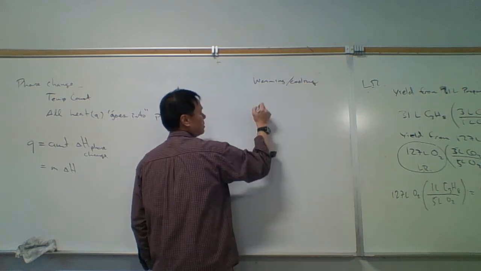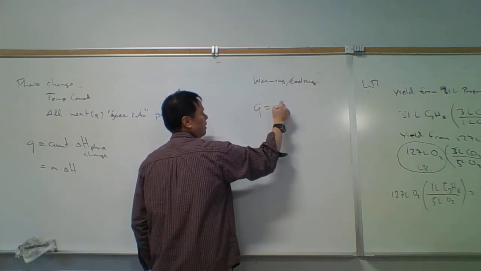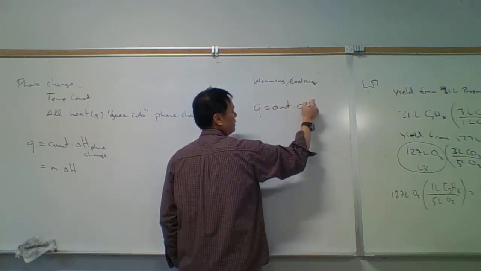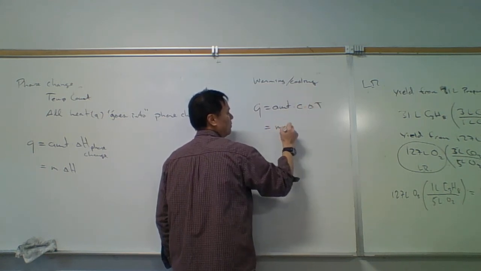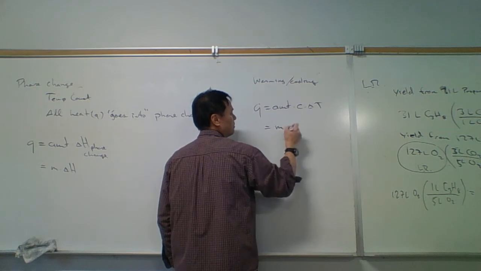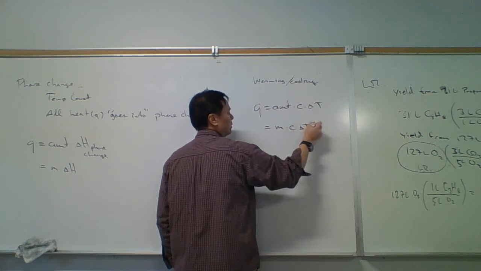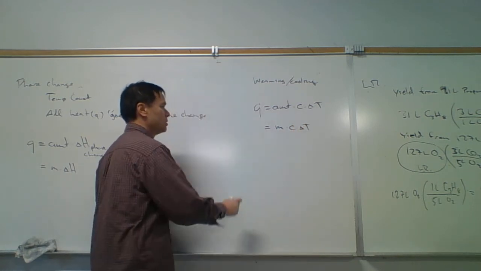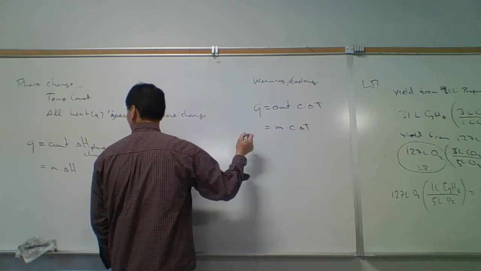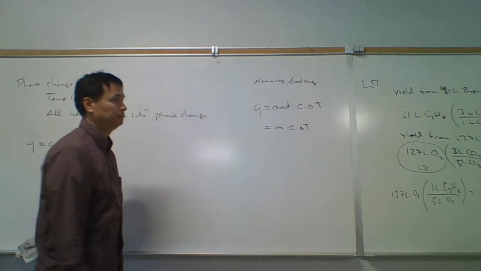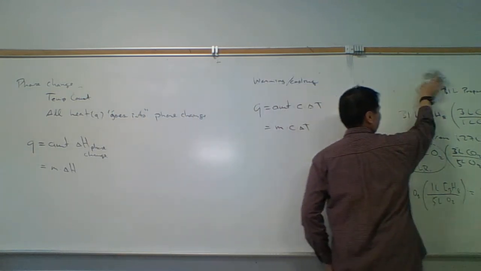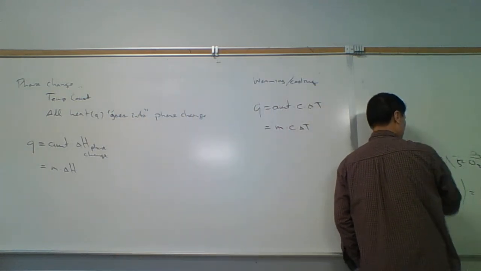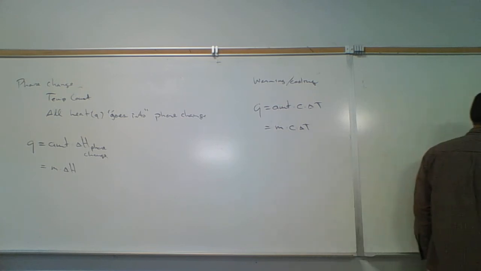Here the equation is going to be different. Q is equal to the amount times the specific heat times delta T. If we're using the specific heat, then the amount is in grams. So it's MC delta T. This is the equation that we use. Q is equal to MC delta T. Delta T is T final minus T initial. So this is what we're going to do for this.